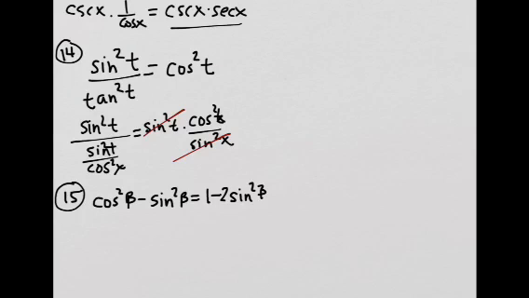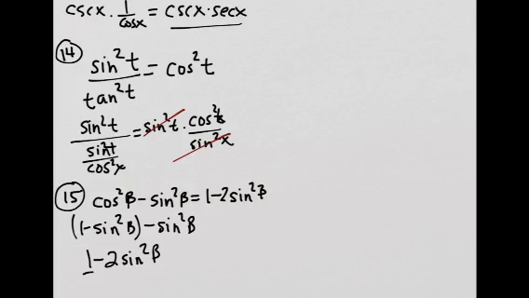For number 15, I'm choosing to work on the left side. So I'm going to make this side turn into this side. So notice how I have a sine squared and no more cosine squared. So somehow I've got to get rid of this cosine squared. Okay, I already have one sine squared, so I'm not going to mess with this one. I'm just going to replace this one with 1 minus sine squared beta. Okay, so that's my cosine squared beta minus sine squared beta. Combine like terms and you have 1 minus 2 sine squared beta, which is what we wanted.